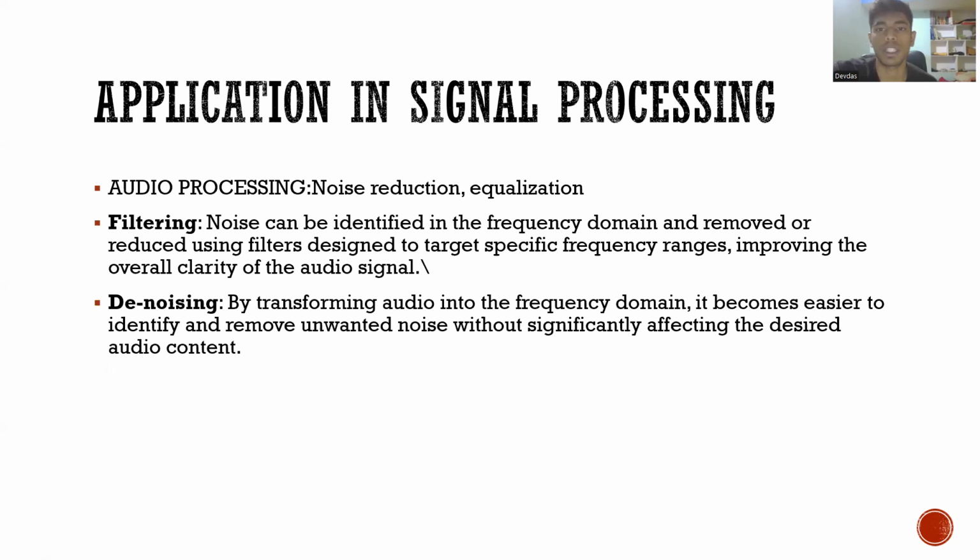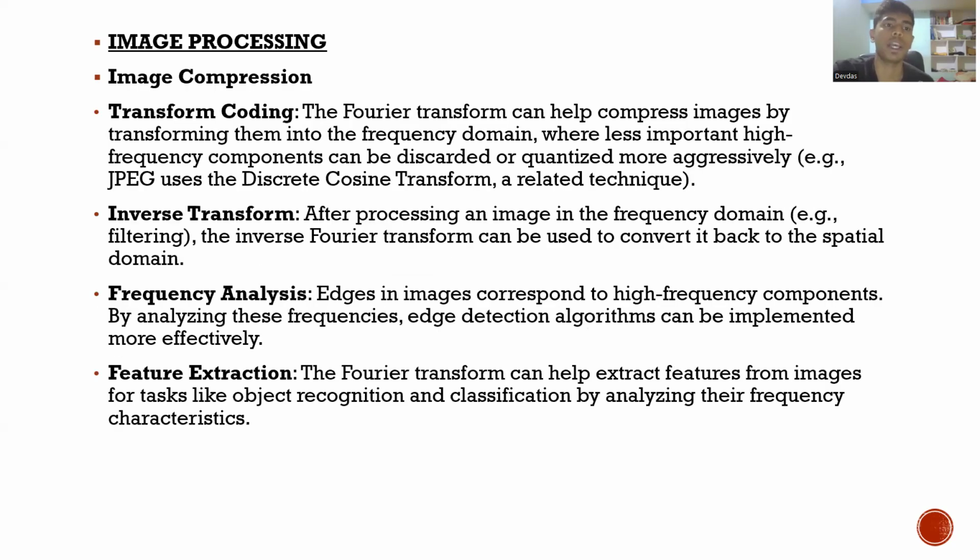Application in signal processing. Audio processing: noise reduction, equalization, filtering. Noise can be identified in the frequency domain and removed or reduced using filters designed to target specific frequency ranges, improving the overall clarity of the audio signal. Denoising. By transforming audio into the frequency domain, it becomes easier to identify and remove unwanted noise without significantly affecting the desired audio content. Image processing.